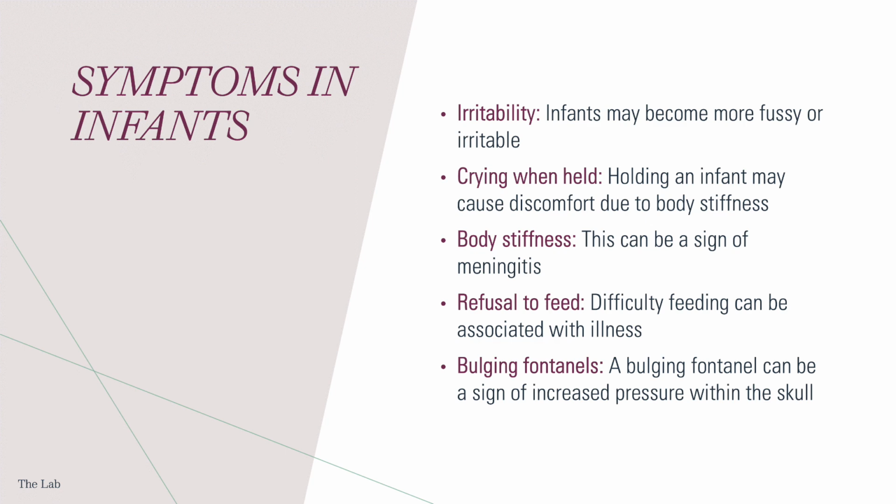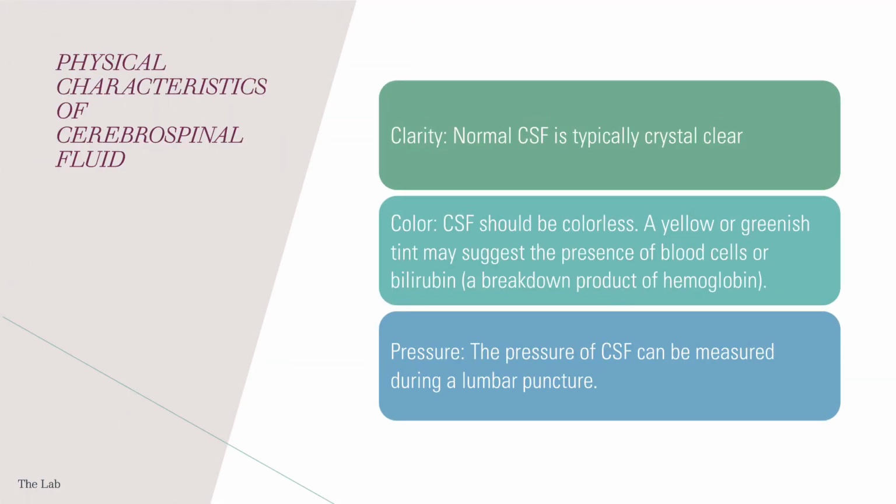Bulging fontanelles: a bulging fontanelle, the soft spot on the top of the head, can be a sign of increased pressure within the skull. Physical characteristics of cerebrospinal fluid. CSF is a clear, colorless liquid that circulates around the brain and spinal cord. It has several distinct physical characteristics.